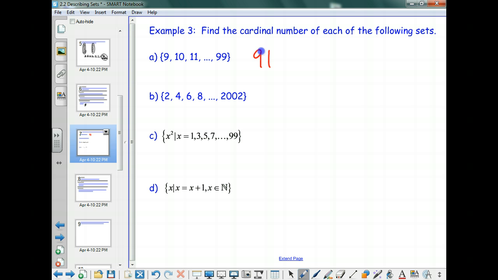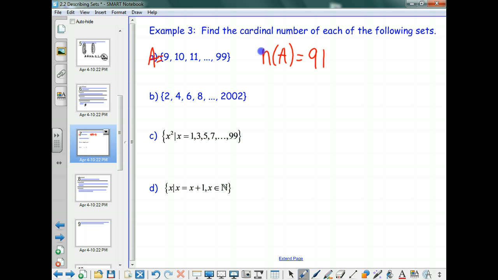And you know what? Let's give these sets names so that I can use the symbols and you can get familiar with them. Let's call this set A, and we'll say that n of A is 91. The number of items in set A is 91. How about the next one? 2, 4, 6, 8, all the way to 2002. 1001. How do we get 1001 from this set?